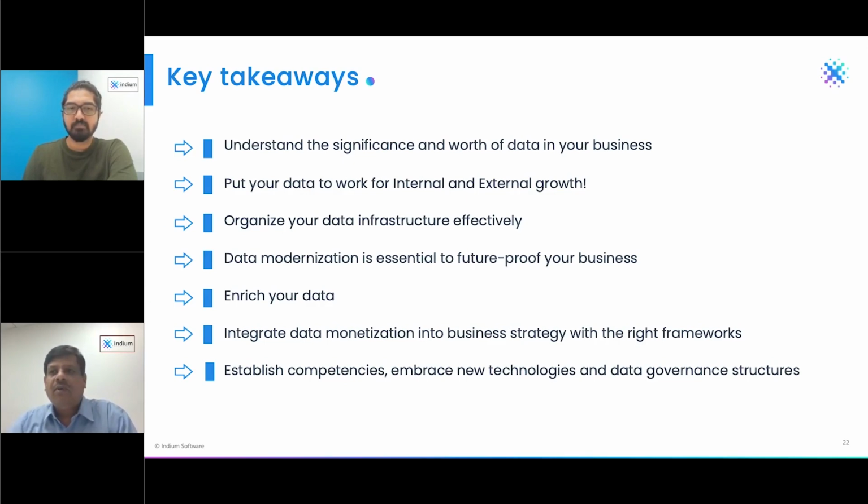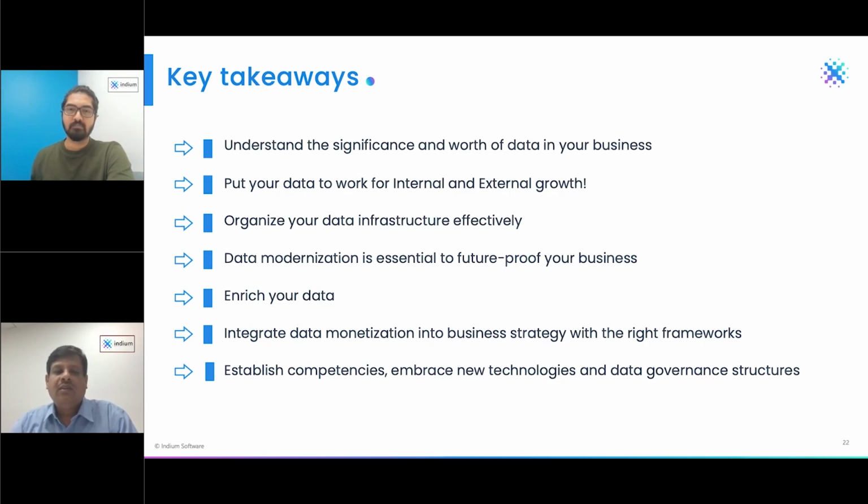When we are talking about data monetization, I think it is very important to understand the significance and the worth of data in your business. You need to put your data to work for internal and external growth. This is what I was talking about. There's a lot of data, but if it is stuck, then it's of no use. You really need to see how you can put the data to work.